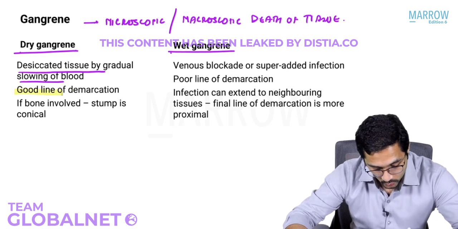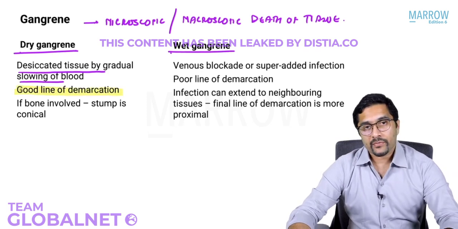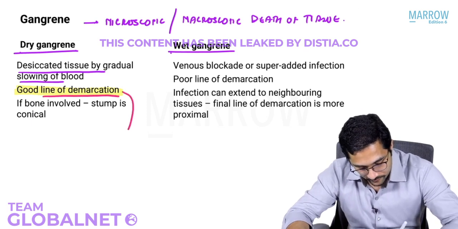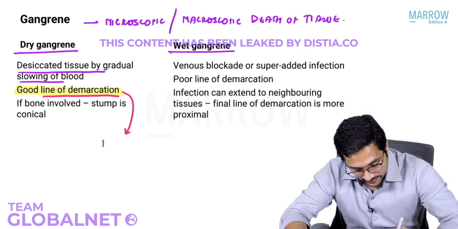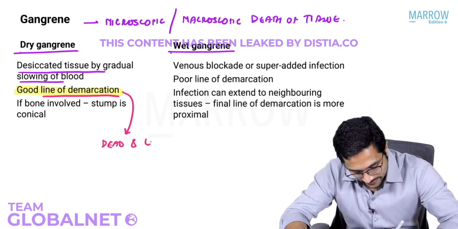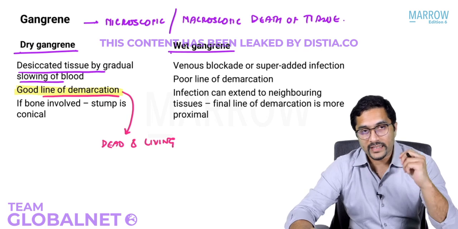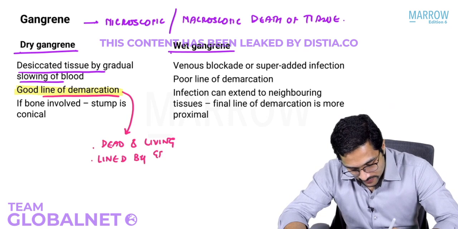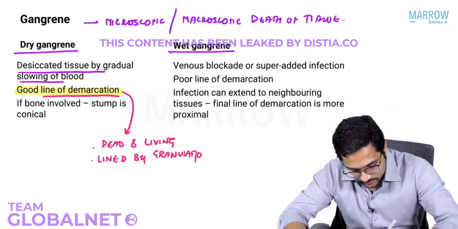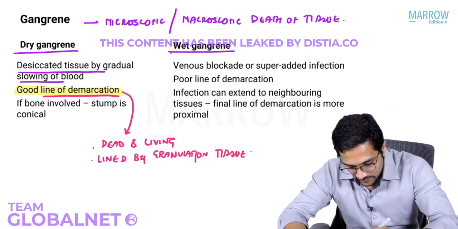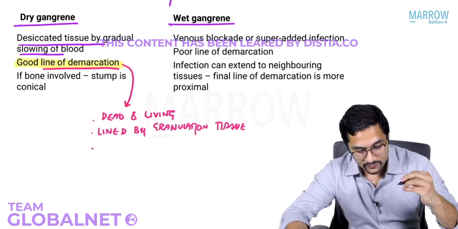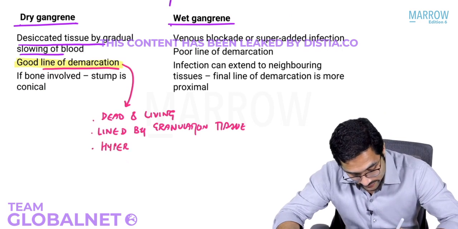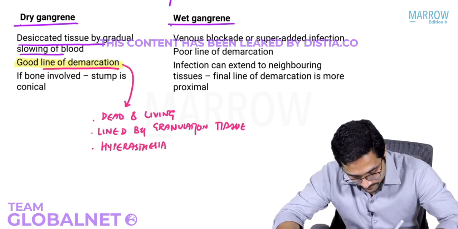And there is a good line of demarcation. Now this line of demarcation is the juncture between dead and living tissue. It is lined by granulation tissue. And this line of demarcation is very sensitive to touch, right? It is very sensitive, or there is hyperesthesia which is present here.